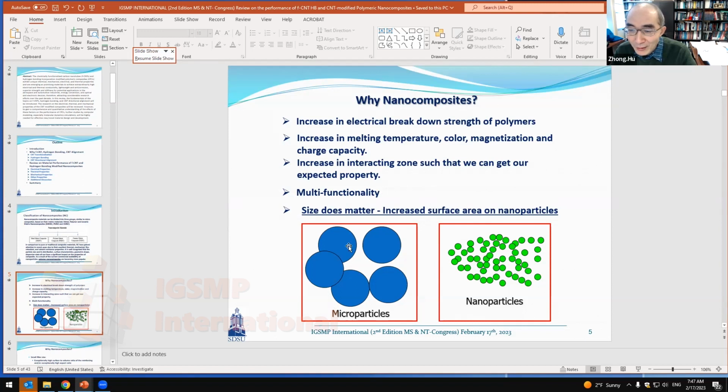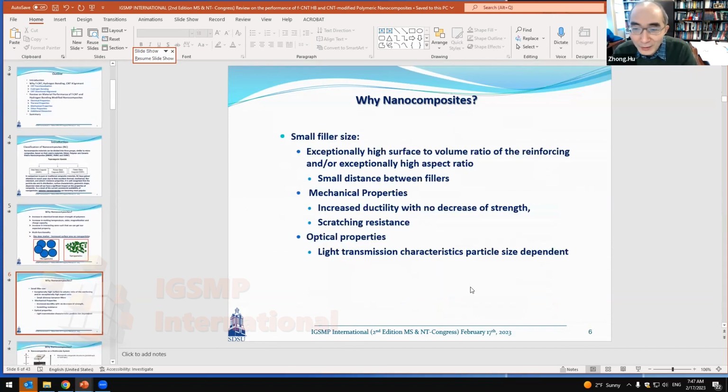In this picture you can take a look: with the large particle, we call it a microparticle, and with the nanoparticle, definitely the surface area per volume of the particle will be increased dramatically. So the interaction between the matrix and reinforcement will be totally different. My topic will just focus on polymer nanocomposites. For the ceramic or metallic matrix, we will just skip them.